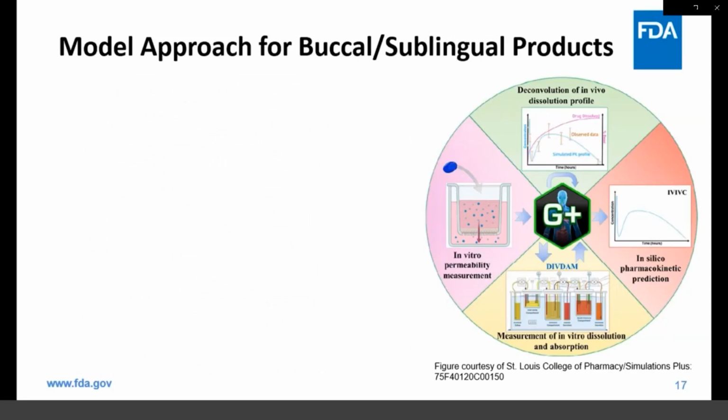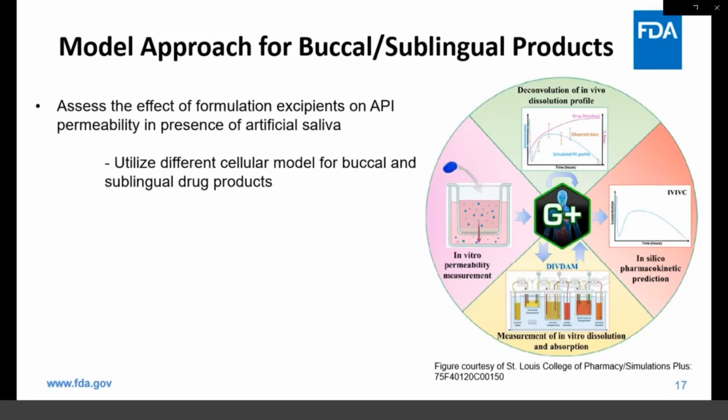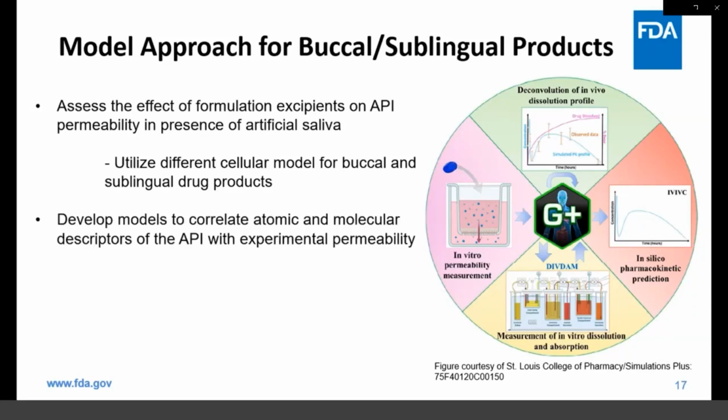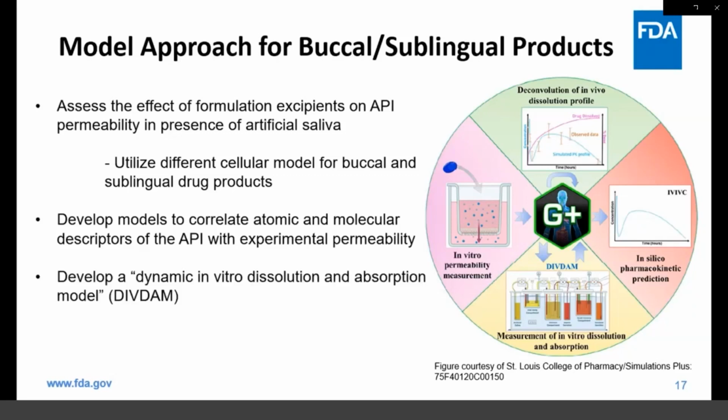In the buccal sublingual drug products area, one contract was awarded to St. Louis College of Pharmacy, where their research is focused on assessing the effect of formulation excipients on API permeability in presence of artificial saliva by utilizing 2 separate cellular models, correlating atomic and molecular descriptors of the API with the experimental permeability data, developing a dynamic in vitro dissolution and absorption model, or DIV-DAM, and finally establishing an in vitro in vivo relationship between DIV-DAM originated data and the deconvoluted clinical PK data.